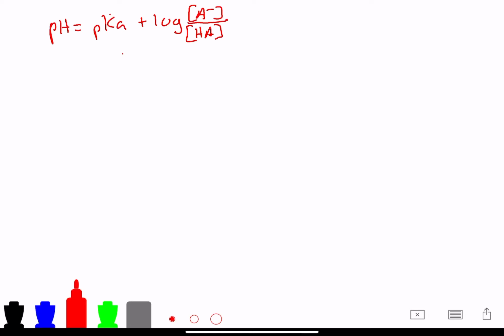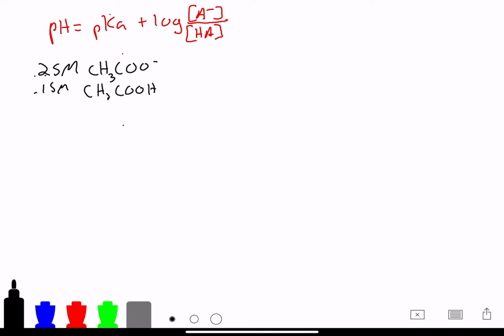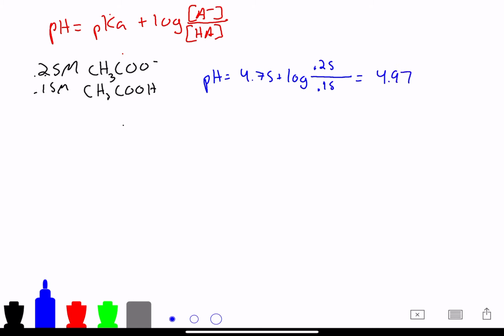So for an example, if we wanted to find the pH of an acetic acid buffer, and let's say we had 0.25 molar CH3COO minus and 0.15 molar CH3COOH, and the pKa for this is 4.75, we would just write the pH is equal to 4.75 plus the log of 0.25 over 0.15, because this is a ratio, we're just taking the log of the ratio, and we would find out that it equals 4.97. And that is how you use this equation.